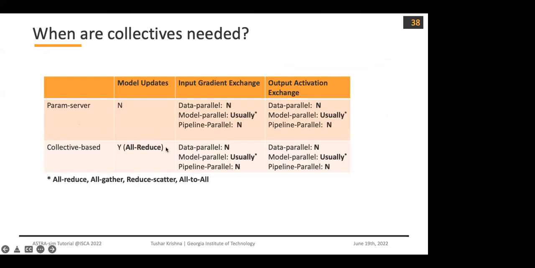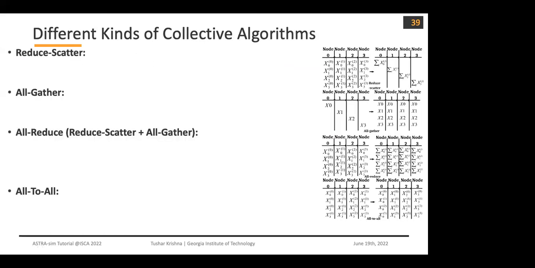So this table just summarizes when collectives are needed. If you're doing parameter server versus collective, this is summarizing what I mentioned so far, depending on the parallelization scheme, what kind of information is actually being exchanged. So this comes to the main part. Collective algorithms are at the heart of distributed training when you're not using a parameter server.